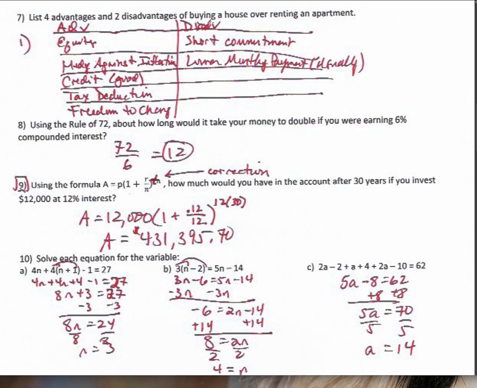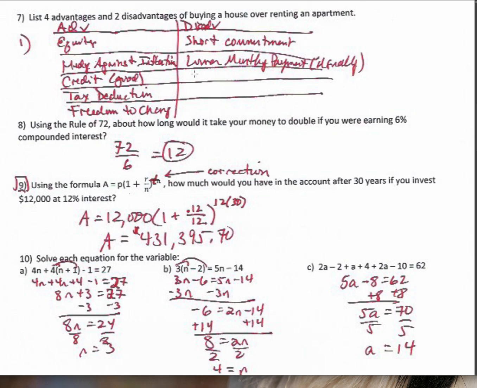As far as disadvantages of owning versus renting, if you rent, it's a shorter commitment than owning. So if you don't like where you are, you can get out quicker. And renting typically has a lower monthly payment than buying a house.